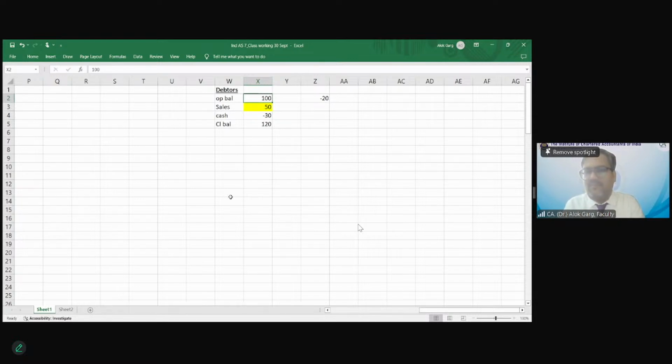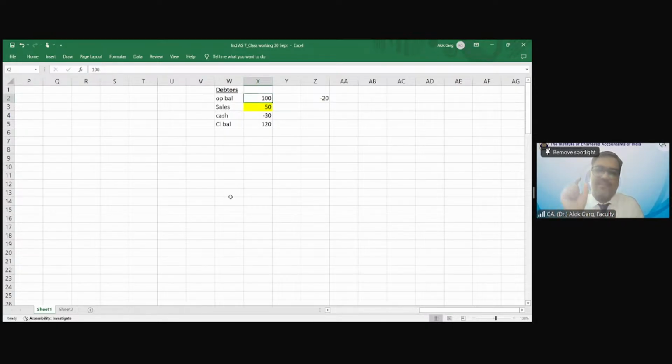During the year, 30 rupees have come, right? 30 रुपए आए ना? But what is sitting in your P&L? 50 rupees. Sales revenue है ना 50 rupees का. 50 rupees sitting in your P&L. In P&L there is a 50 rupees which is flowing in your profit before tax. But you have received 30 rupees.